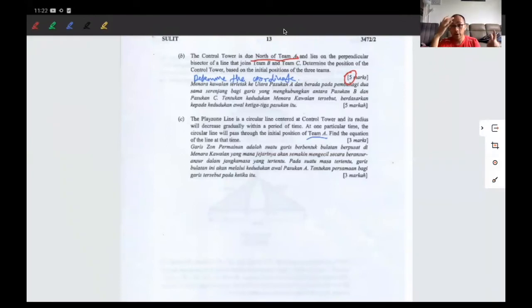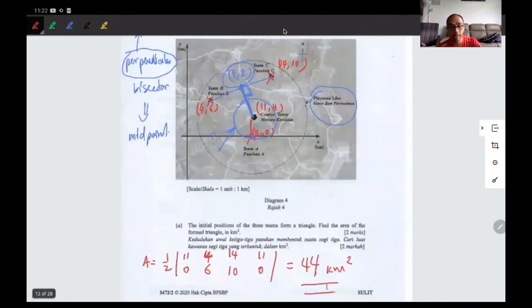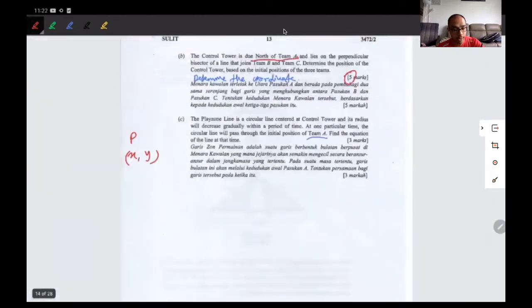So the original locus, okay, the original locus. Let's say the locus of, I'm going to call this point P, is xy. So if it is going to pass through the position of team A, you're going to have x minus 11 squared plus y minus 0 squared. That's the distance between the 11 and 0.